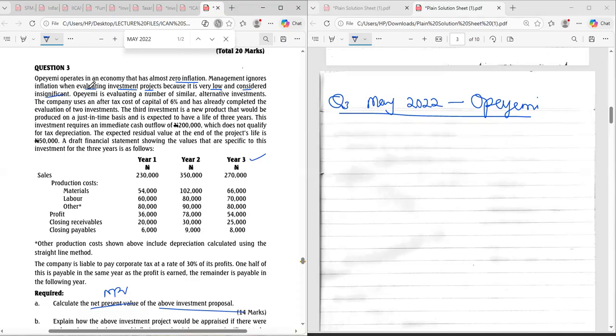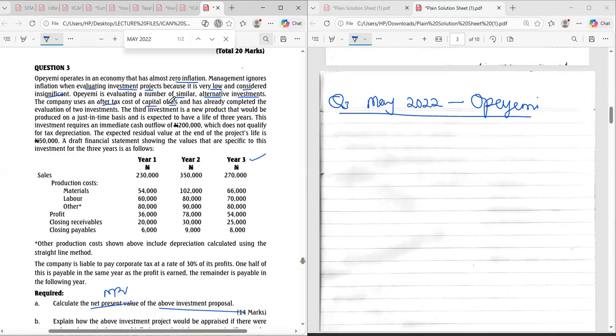Insignificant. They now went further to say that Okpeyemi is evaluating a number of similar alternative investments. The company uses an after-tax cost of capital of what? 6%. Definitely that's what we're going to use. Your after-tax cost of capital of 6%. That's what we're going to use to evaluate the project.